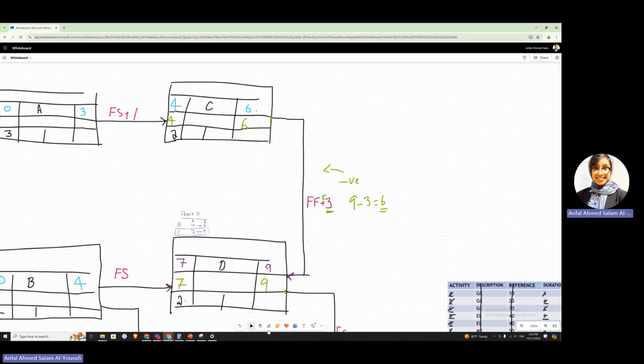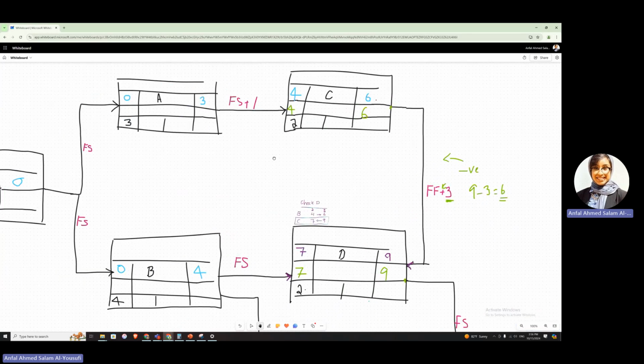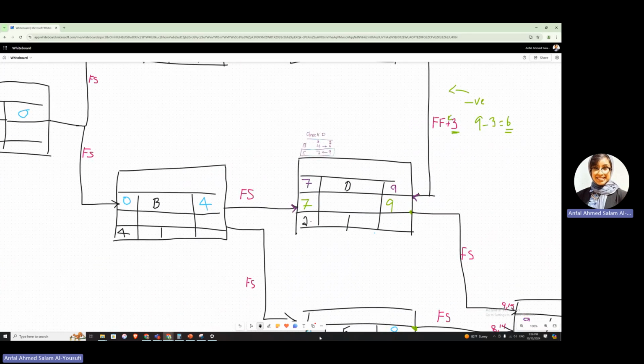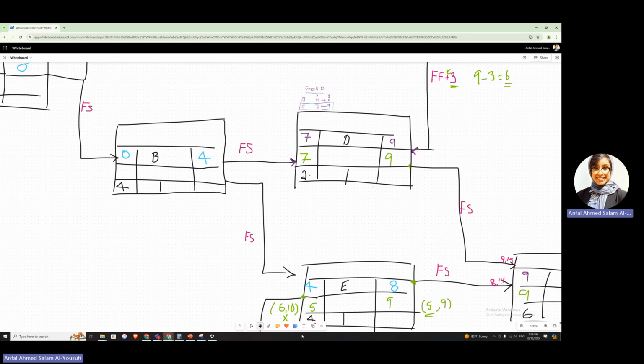Okay, let's go do B in here. For B, we're having two outputs. One is 7 and the other is 5. When we're doing the backward pass, we normally take the smaller number, so we're going to take number 5. 5 minus 4, that is a 1.